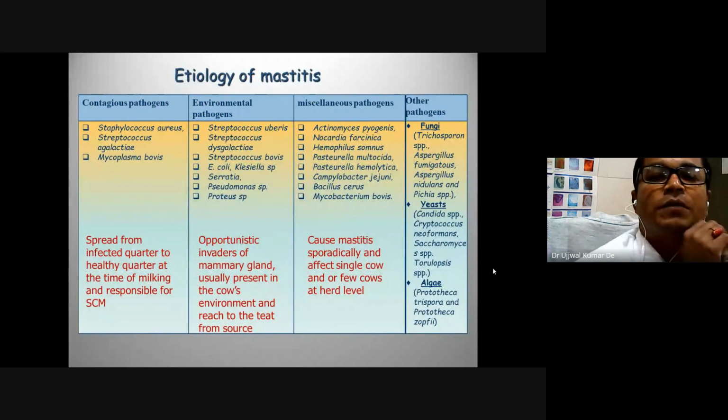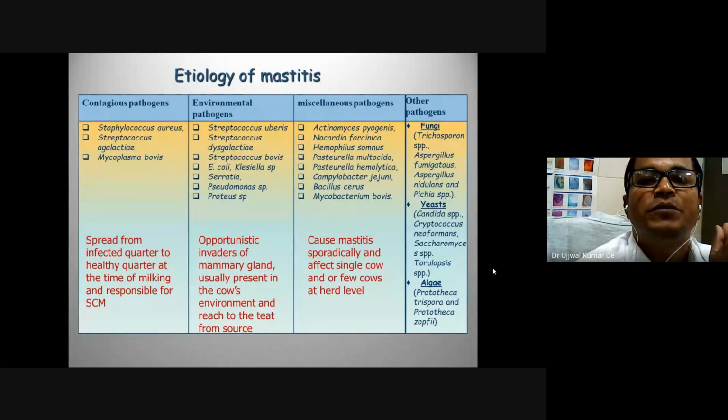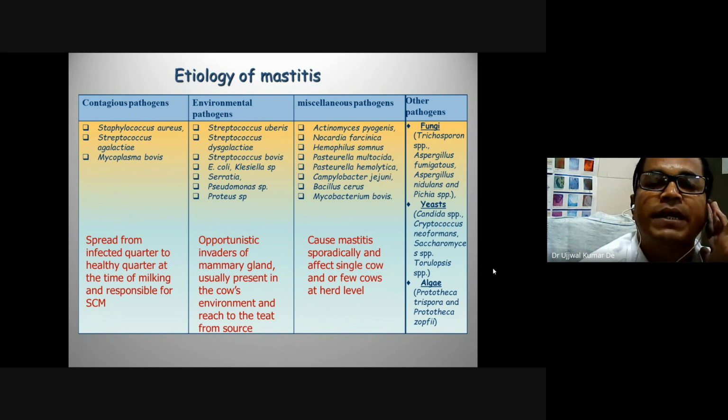Then, the first topic is the etiology of mastitis. Mastitis is multifactorial because it is not caused by a single pathogen. It may be caused by bacteria, fungi, or viruses. But it has been seen that in more than 90 or 95% of cases, mastitis is caused by bacteria. If we talk about bacteria, we can categorize them in three categories. First is the contagious pathogens, number two is the environmental pathogens, number three is the miscellaneous pathogens.